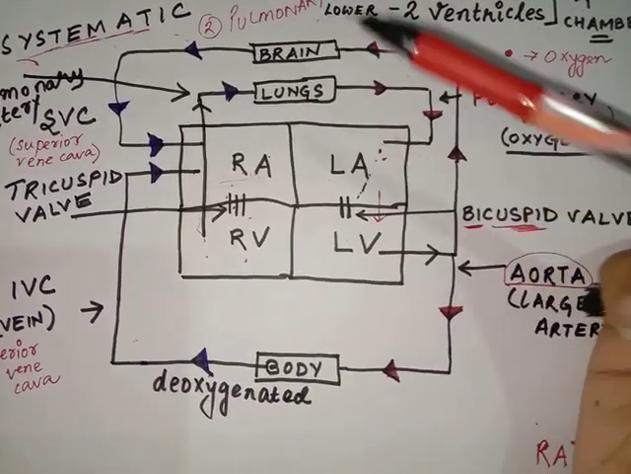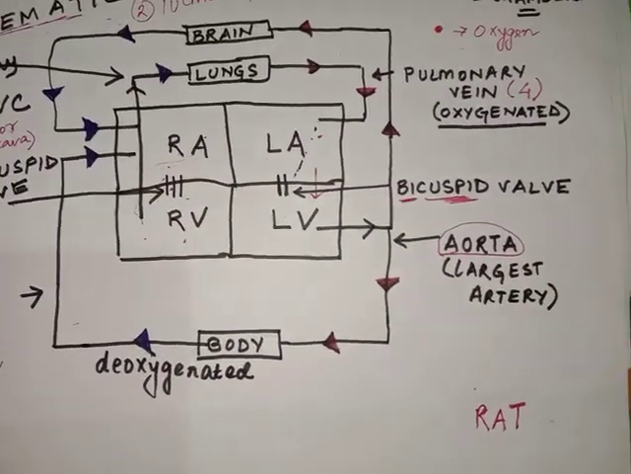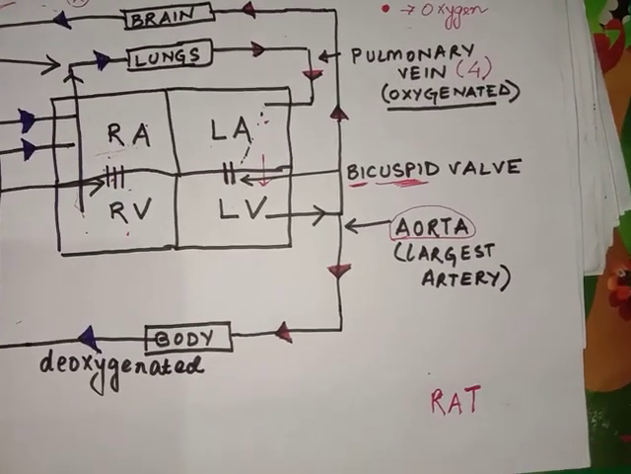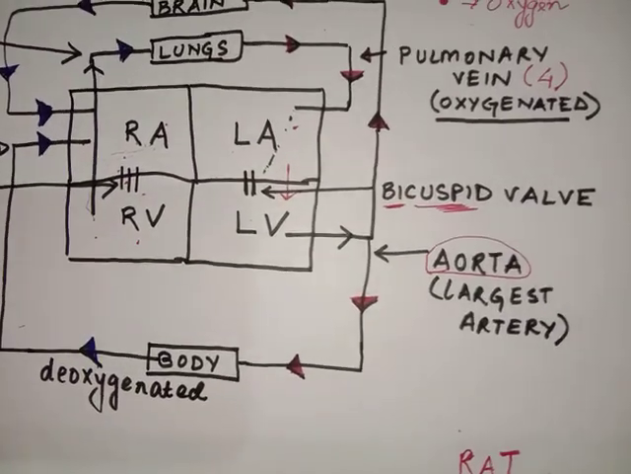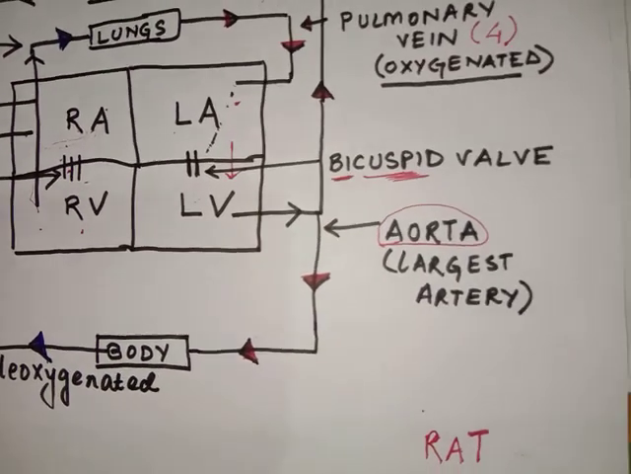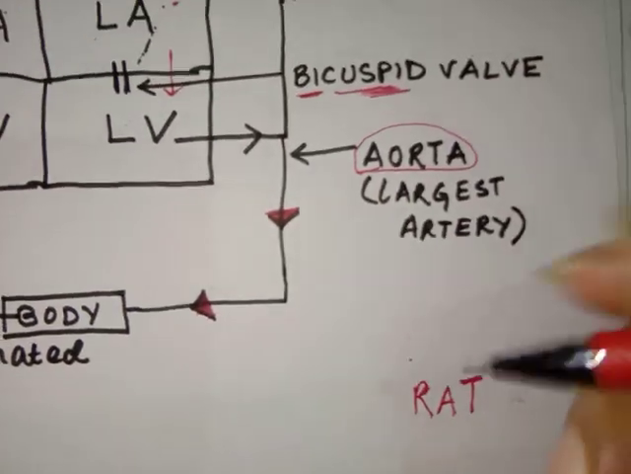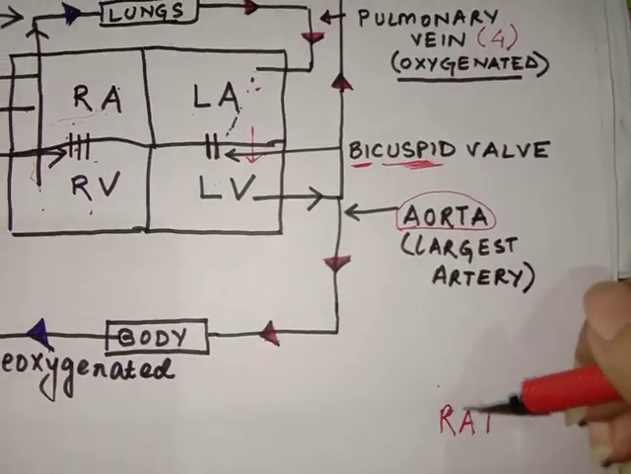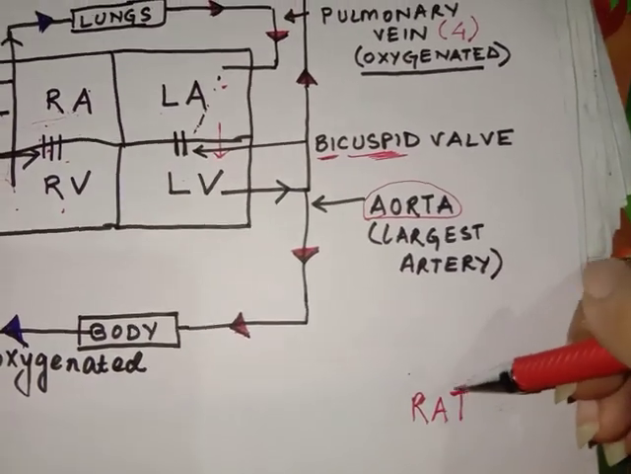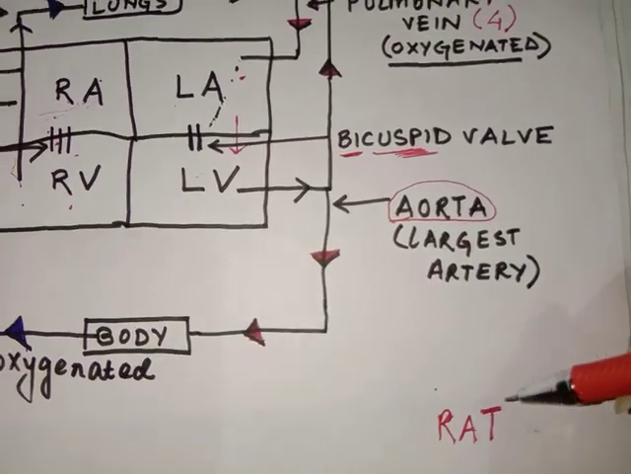Now, when we talk about the bicuspid and tricuspid valves, it can be very confusing to understand which valve is present on which side of the heart. So I have written a simple abbreviation, RAT. RAT means right auricle tricuspid. In this way you can remember that the right auricle contains the tricuspid valve. So remember RAT, right auricle tricuspid.